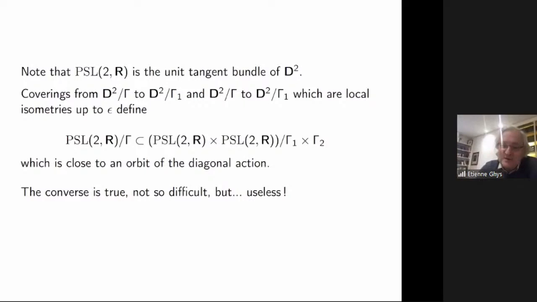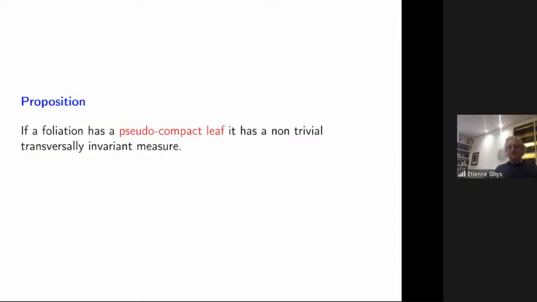So this is a restatement of the Ehrenpreis conjecture, which might be interesting and which might open new questions, as I will show you soon. First, I give a necessary condition. That's not difficult. If you have a foliation with a pseudo-compact leaf, it has to have at least a non-trivial transversally invariant measure. Let me prove it in a very simple case.